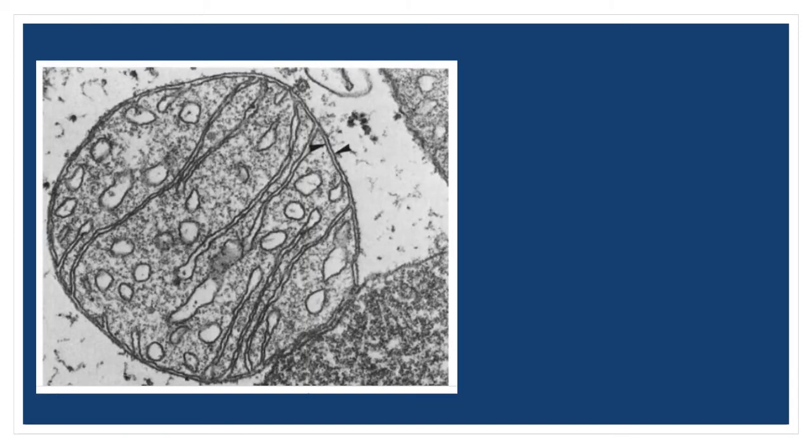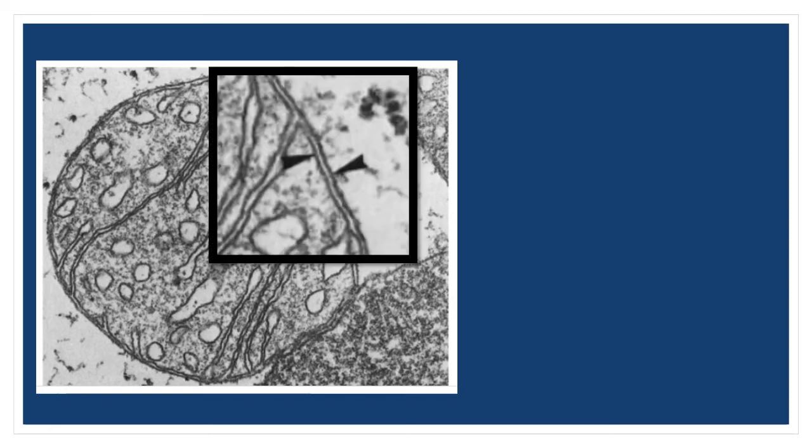So this is a mitochondria. This one's round, but they come in all different shapes and sizes. And you can see up the top where the black arrows are that there's an inner and an outer membrane to the mitochondria. And the inner membrane forms folds called cristae, which greatly increase the surface area of the inner membrane, which is really important because this inner membrane is the site where the vast majority of ATP is produced in the mitochondria.